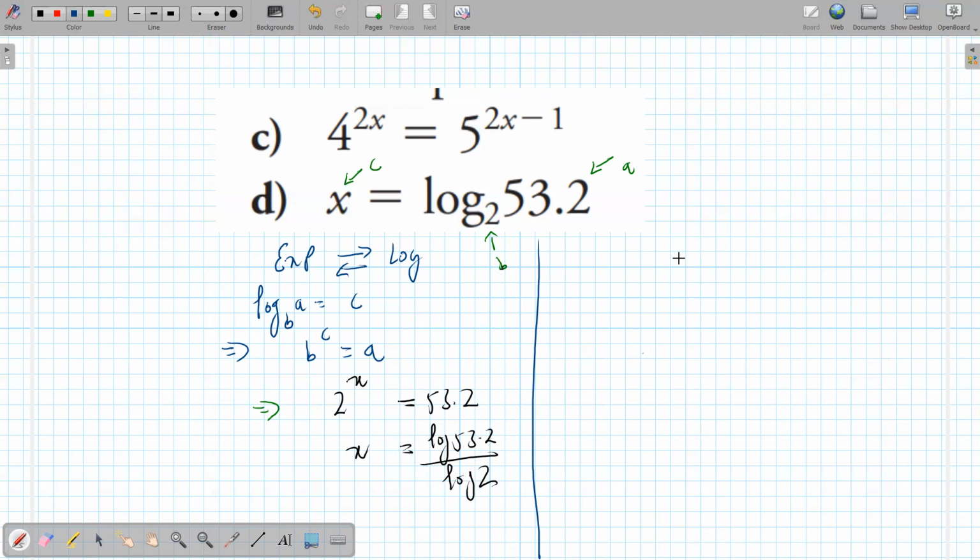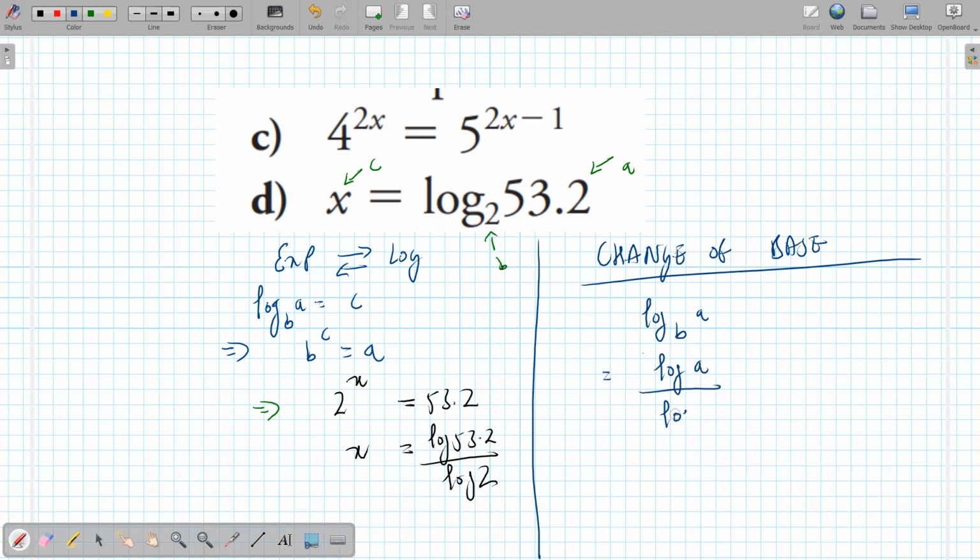The other method is to use change of base. Which says if you have something in this form, you have log b of a, you can rewrite this in terms of base 10s. Right now the base is 2, but you can rewrite this in terms of base 10 and it becomes log a over log b. So for this question, it automatically becomes log 53.2 divided by log 2, which is the same thing as you have here. And that'll be the final answer. You just plug that in a calculator.